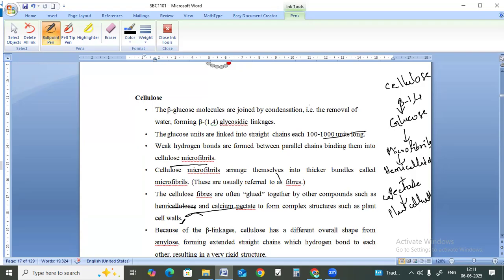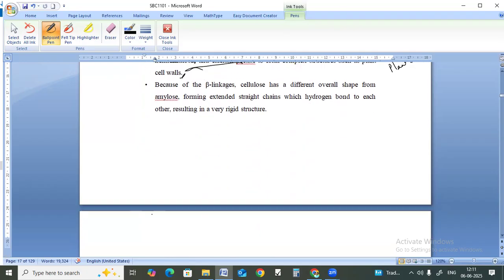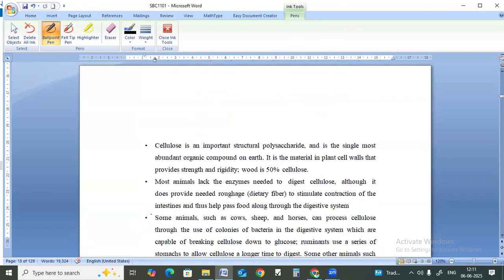Because of the beta linkage, cellulose has a different shape to the amylose, forming extended side chains with hydrogen bonds. Because of the presence of the hydrogen bonds, it mainly occurs as a rigid structure. It is also an important structural polysaccharide, mainly provided in the plant cell walls, providing strength and rigidity.